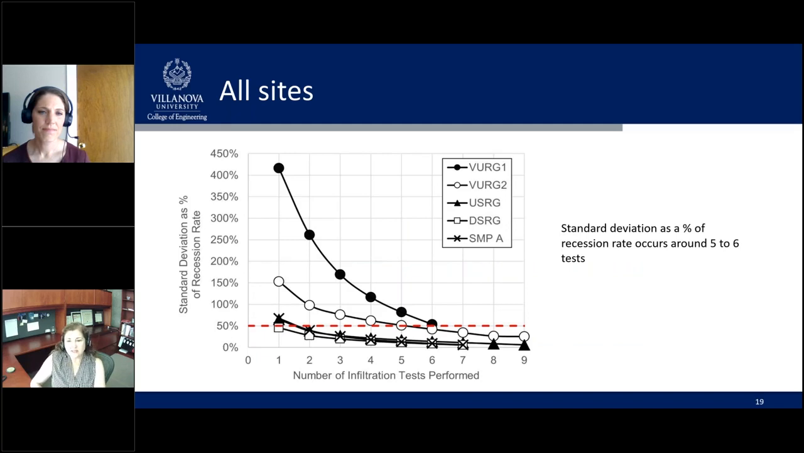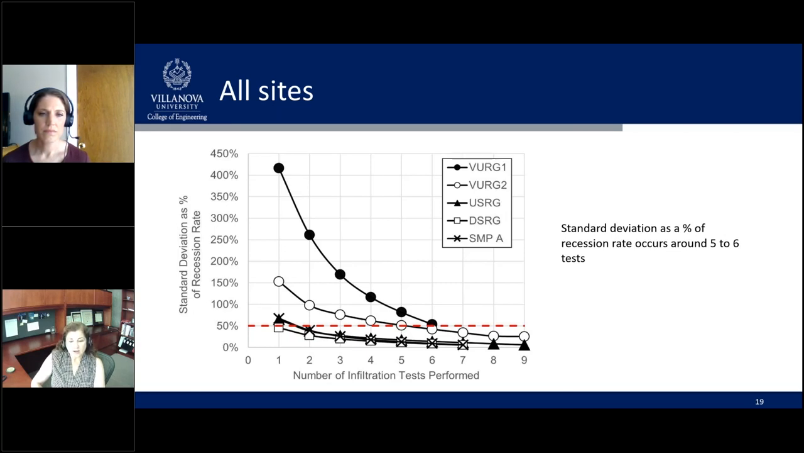So if we take this approach for all of the sites that we took a look at, right? The 2 rain gardens on Villanova's campus, the 2 rain gardens from the zoo in Philadelphia, and the 1 rain garden next to I-95 in Philadelphia. And we plot up the standard deviation as a percentage of recession rate, and we compare that to the number of infiltration tests performed, we start to get a clear trend.